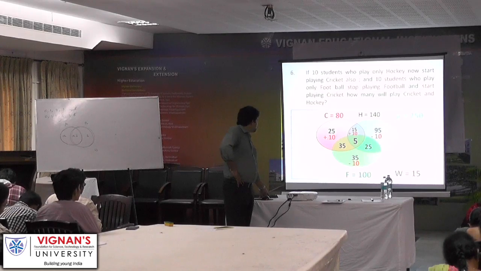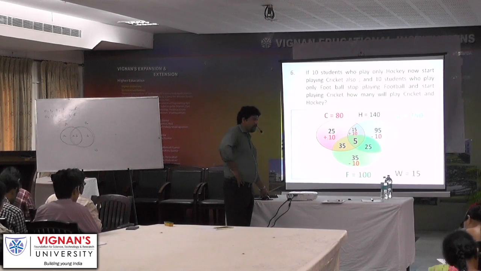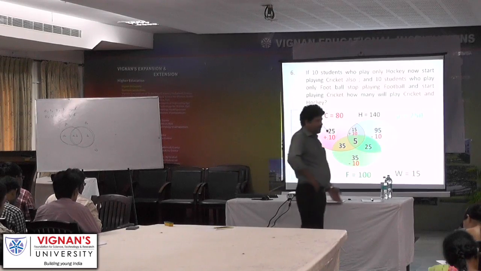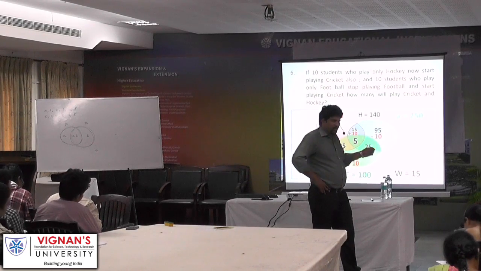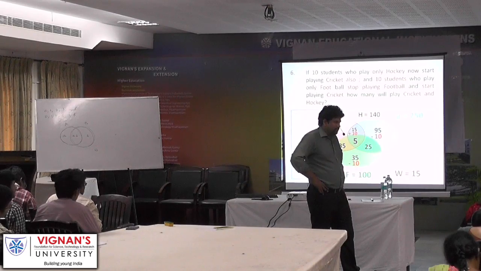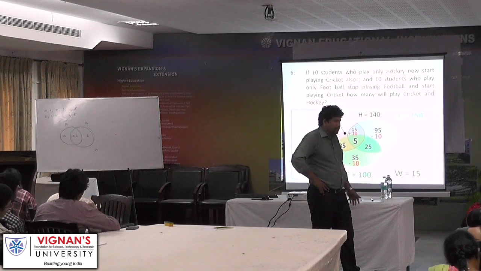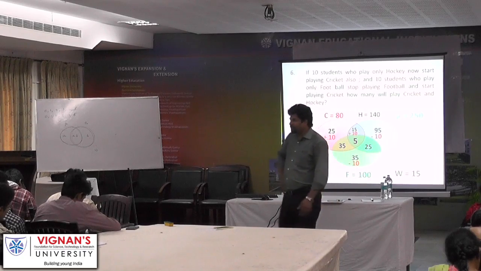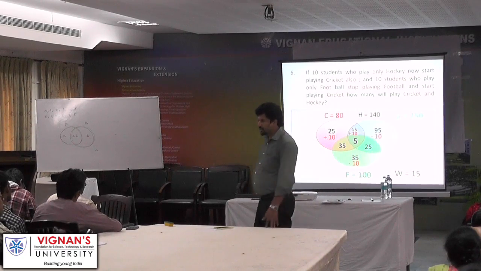Now what is the question? How many will play cricket and hockey? How many are playing cricket and hockey earlier? 20 are playing cricket and hockey. Now how many more have joined them? So now how many will play both cricket and hockey? 35.